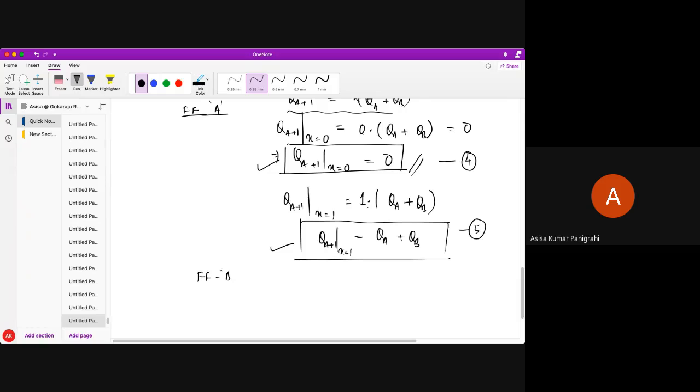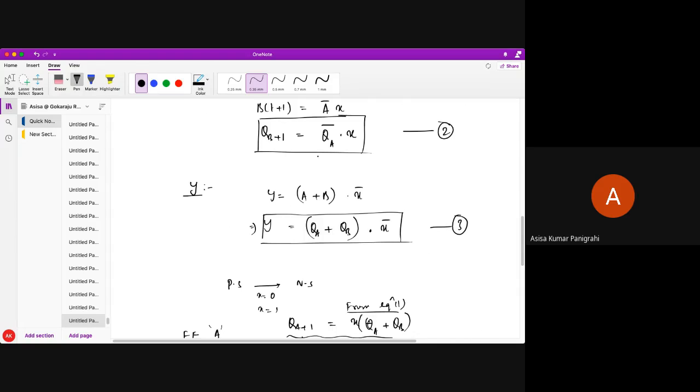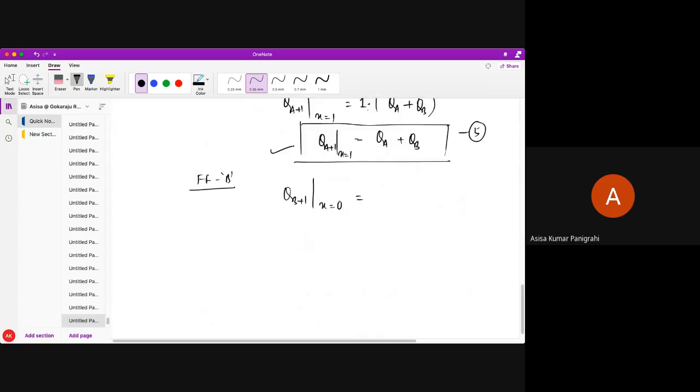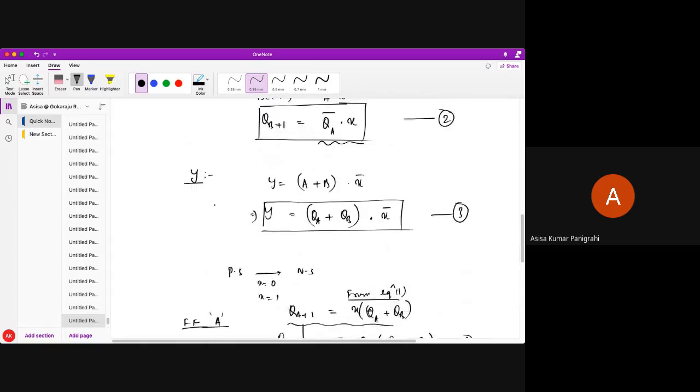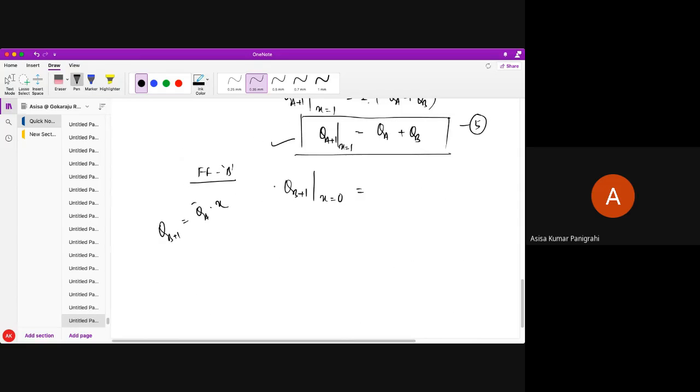Now for flip-flop B, again QB plus 1 at x equal to 0. Before that, what is QB plus 1? I know that QB plus 1 is QA bar and x. Am I correct, students? QA bar x. This is my equation number 2 actually. So I am going to put x equal 0 in it. Anything with 0 in an AND operation gives 0. So my QB plus 1 at x equal 0 is 0 only. This is my equation number 6.